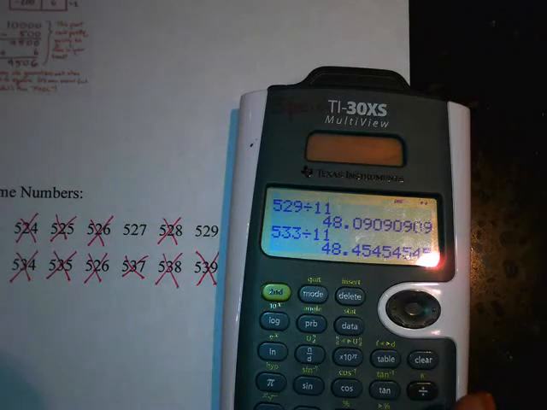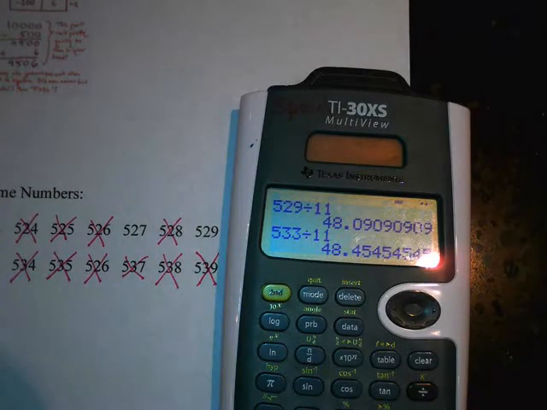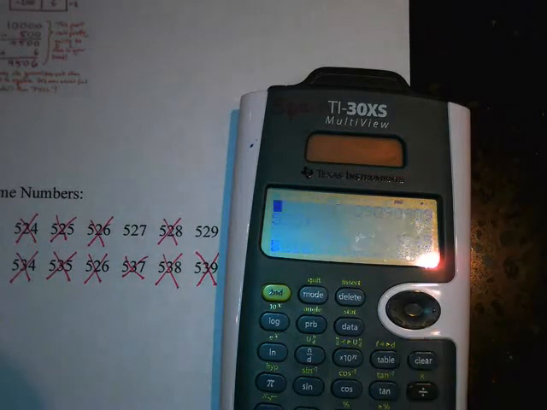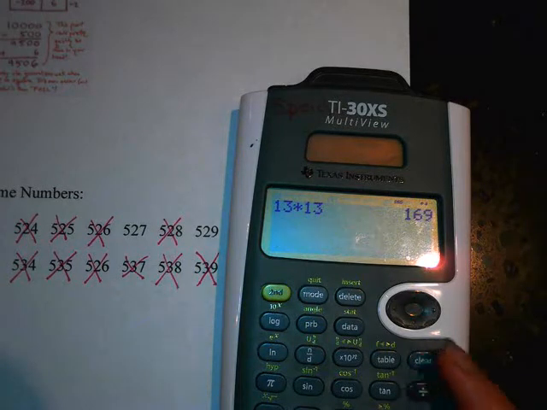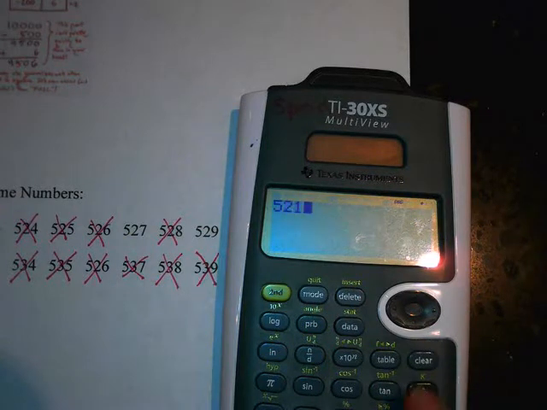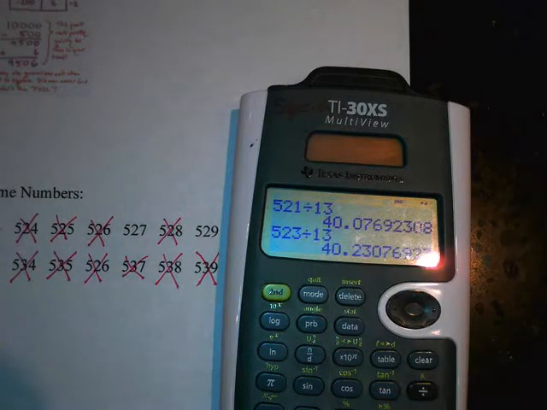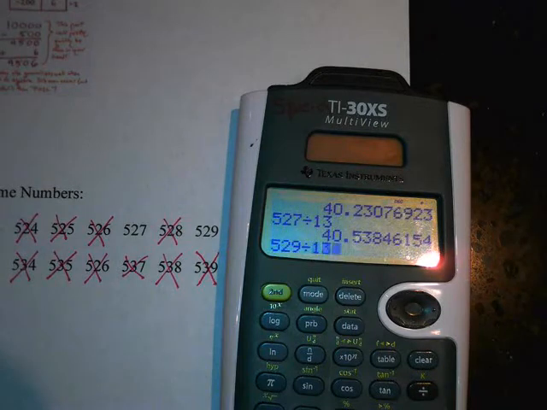So let's try 13. So 521. Now here, first, let's do 13 times 13 is 169. So we're still on the chart, because that would be the first number I cross off on the chart if we had a chart that went from 1 to 539. All right, so 521 divided by 13. Nope. 523 divided by 13. 527 divided by 13. 529 divided by 13. 533 divided by 13. Oh, there you go. That one's off. That one is not prime. So now we're down to 4.